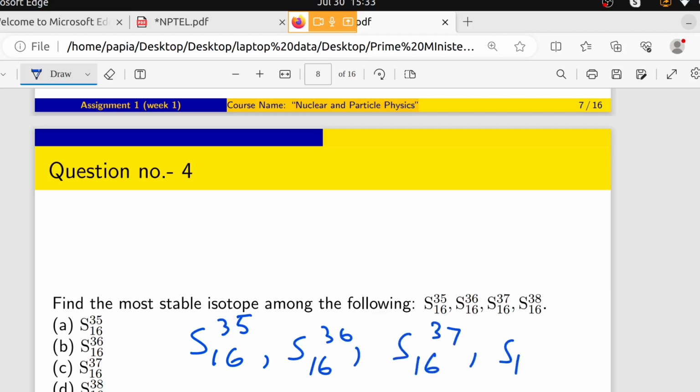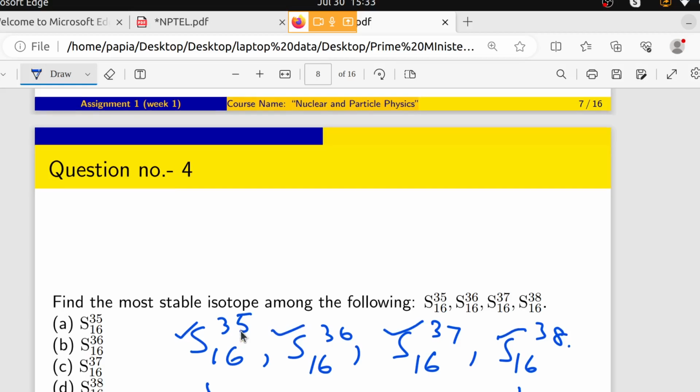S1635, S1636, S1637, S1638. These 4 are there in that sulfur isotope. So they are asking which one will be the most stable isotope among the following. This one, or this one, or this one, or this one. So most stable isotope. Okay.